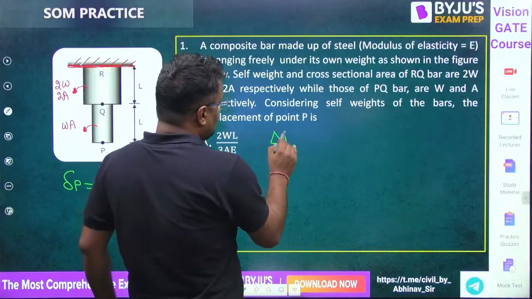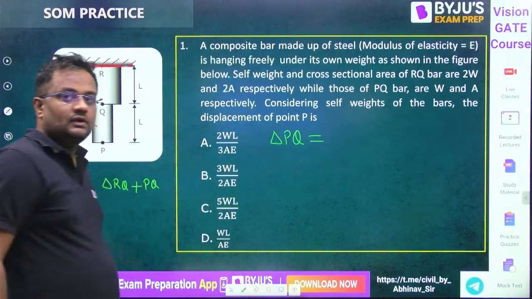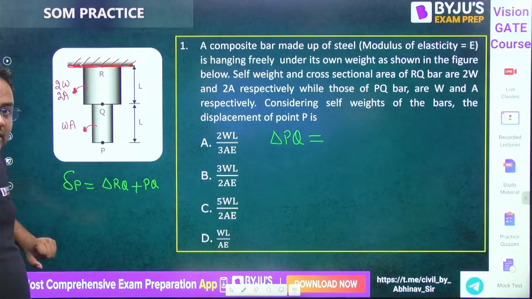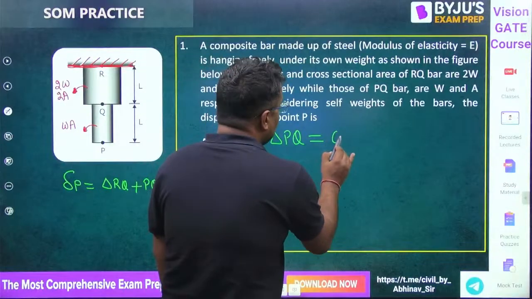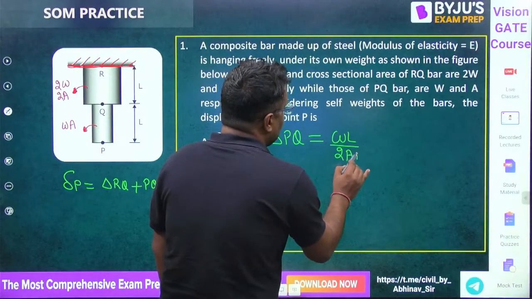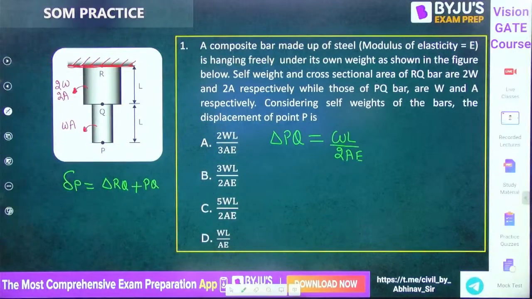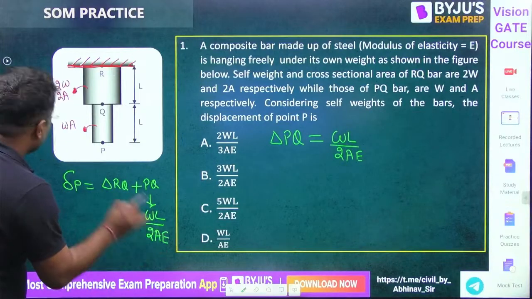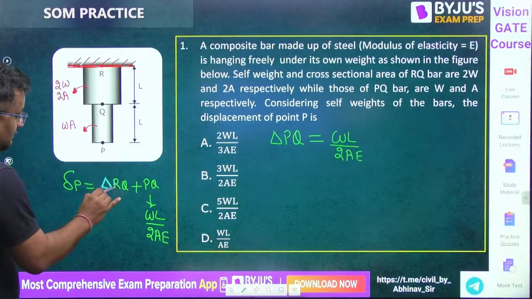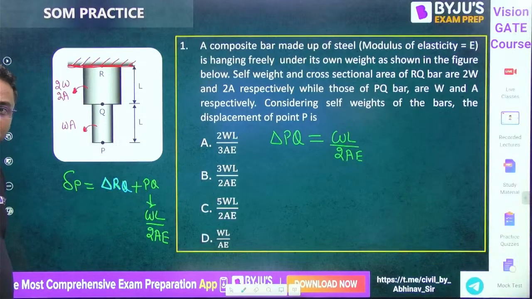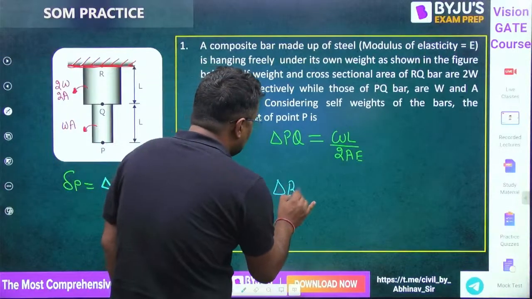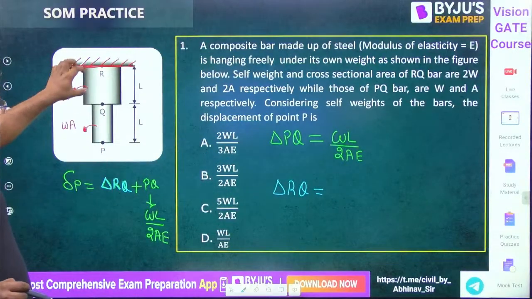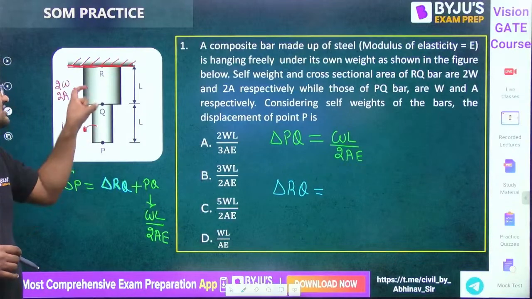Now what is delta PQ? Delta PQ due to its own weight, how much will be the deflection? Due to own weight, it is WL by 2A, due to its own weight. So this is WL by 2AE. Now I want to find out the value of delta RQ. Delta RQ will be displacing by two things: one, due to its own weight, and the other, this weight acting external for this.